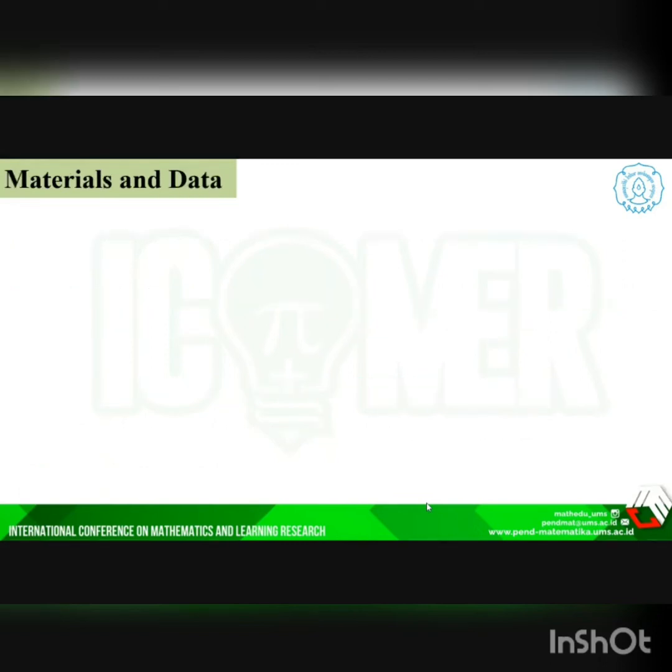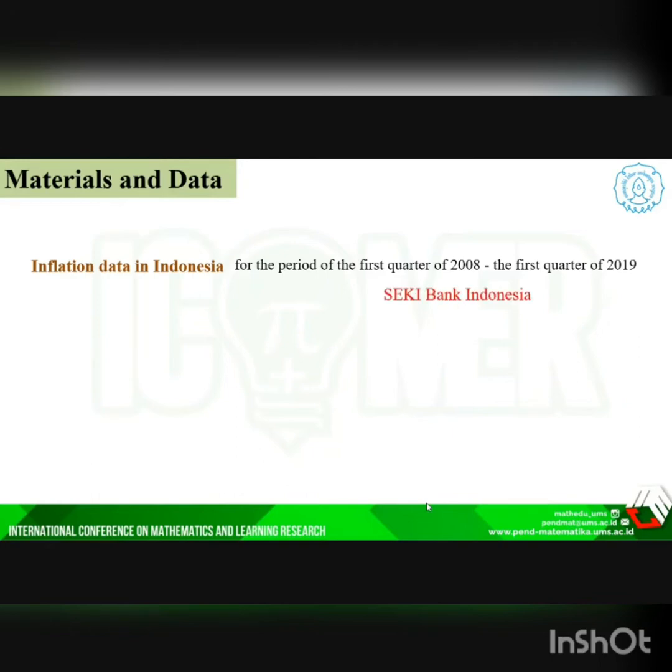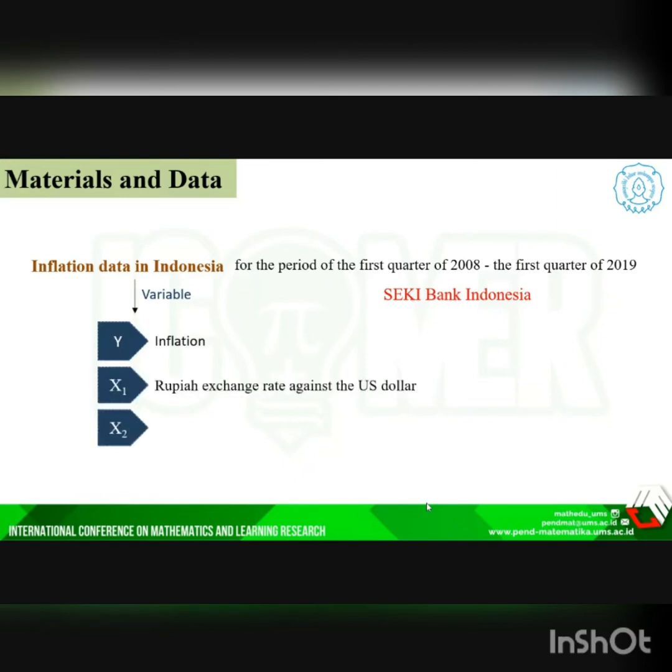Next, materials and data. This research is an applied research that applies inflation data in Indonesia for the period of the first quarter of 2008 until the first quarter of 2019. The data used is secondary data from Bank Indonesia, and the variable in this research is inflation, rupiah's exchange rate against US dollar, and interest rates.